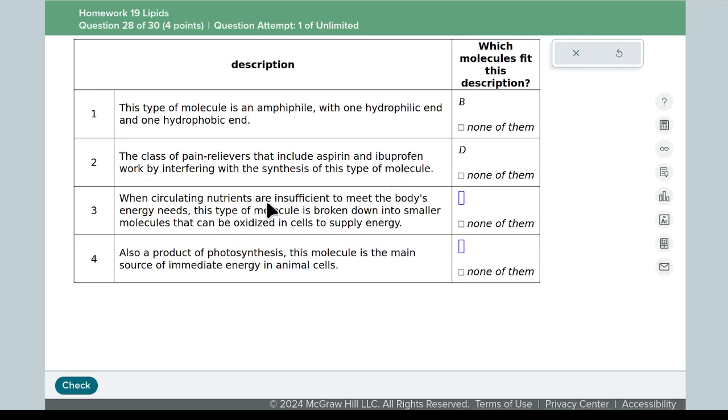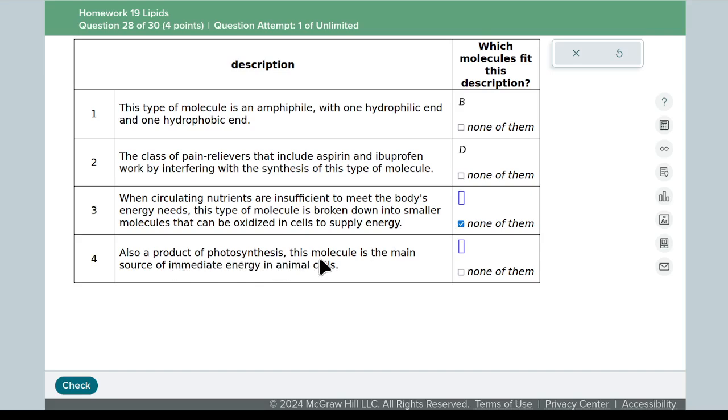When circulating nutrients are insufficient to meet the body's energy needs, this type of molecule is broken down into smaller molecules. That's our long-term energy storage. We don't have any of those triacylglycerols, so we'll click none of them.